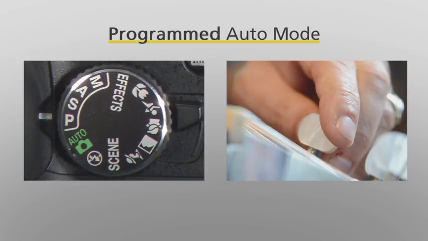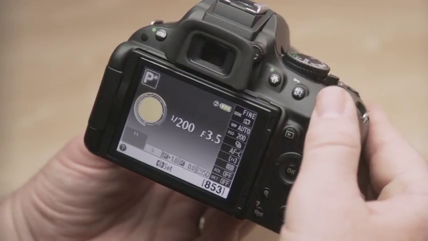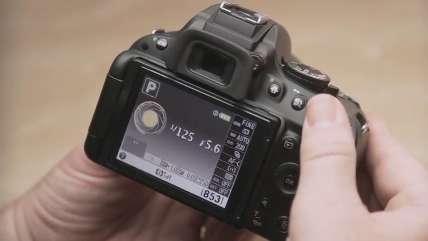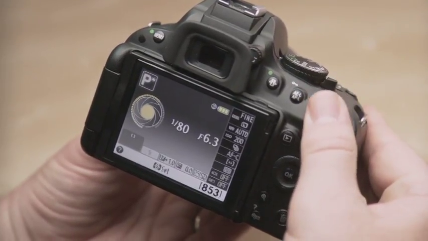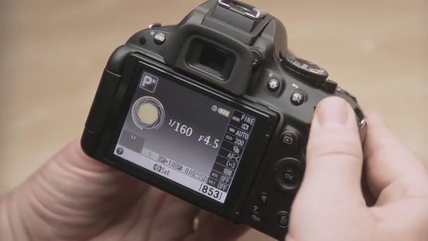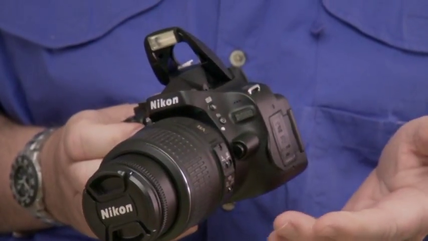And then there's P for Programmed Auto Mode. Here the camera automatically selects both the shutter and the aperture. But wait, you might say, isn't that the same as the auto mode? Well, it's close. But in P mode, you can use the command dial to actually change the relationship between the shutter speed and the aperture while maintaining the same exposure. It also allows you to control the use of the flash.